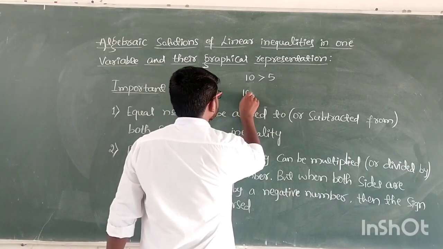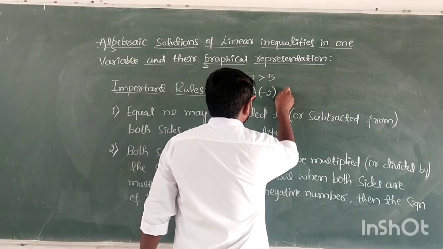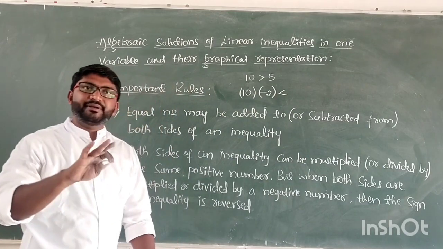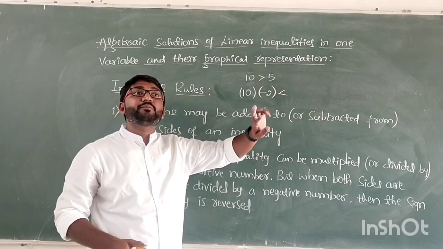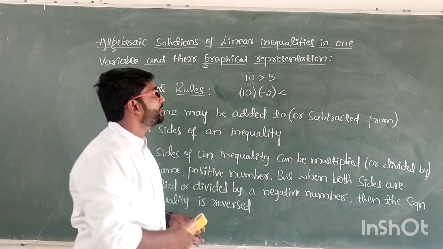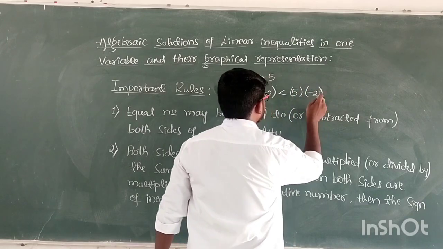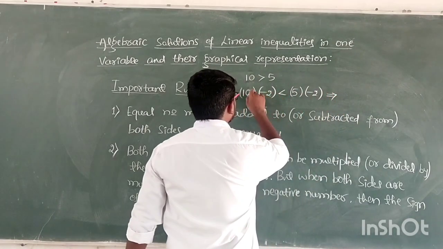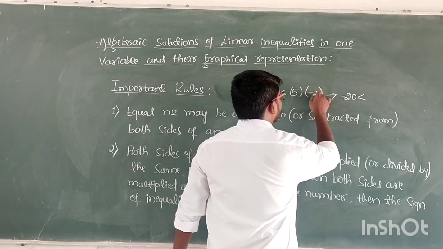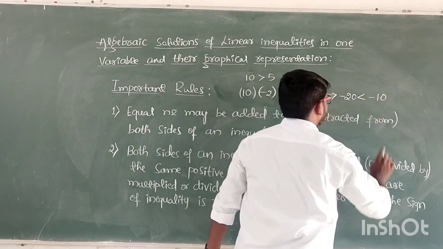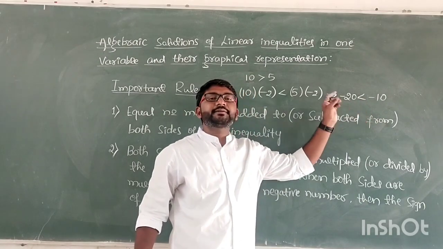10 into minus 2. Here greater than becomes less than, and greater than or equal to becomes less than or equal to when you multiply by the same negative number. So 5 into minus 2. This implies 10 into minus 2, it is minus 20, less than 5 into minus 2, it is minus 10. Is that clear? So here minus 10 is greater than minus 20.